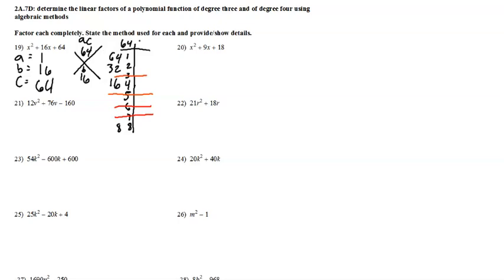From there, you're going to write the sums of those numbers. We have 65, 34, 20, and 16. The factor pair that works here is 8 and 8, because they multiply to give you 64, and when we add them together, it gives you 16. So our factors would be x plus 8 and x plus 8, so that would be x plus 8 squared.